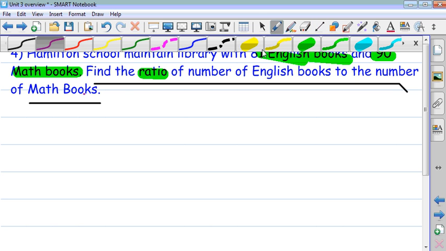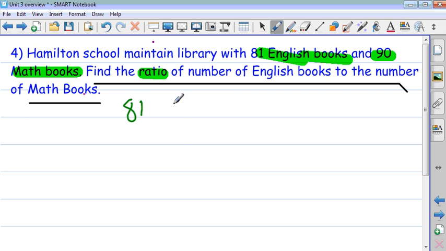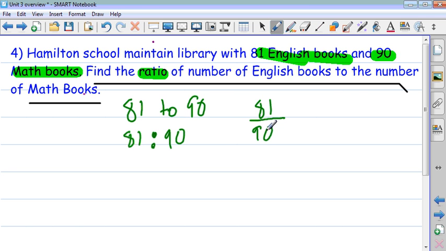So let's set this up. This one isn't going to be too bad. I'm going to have 81 to 90, 81 colon 90. And now this last part's not too bad. It's going to be 81 on top, 90 on bottom. This is a really big clue for me.